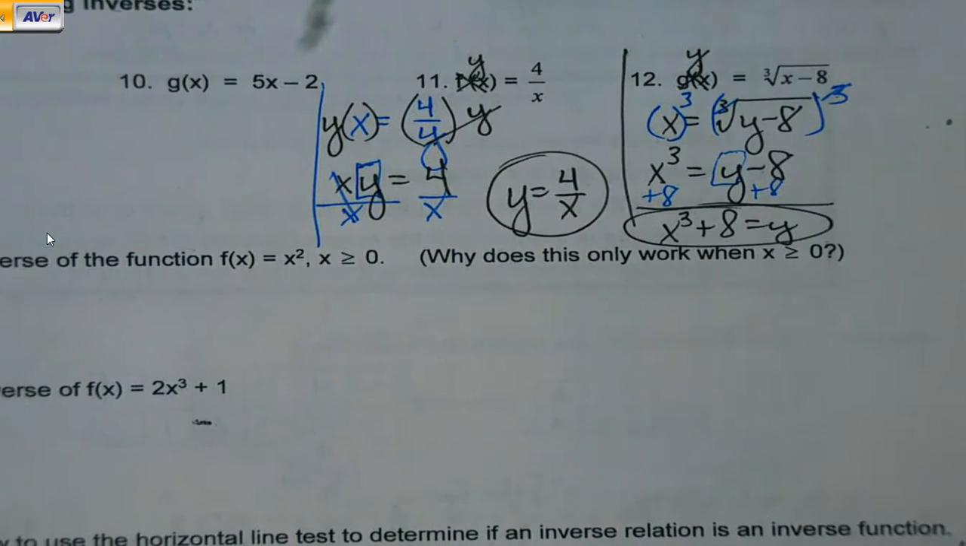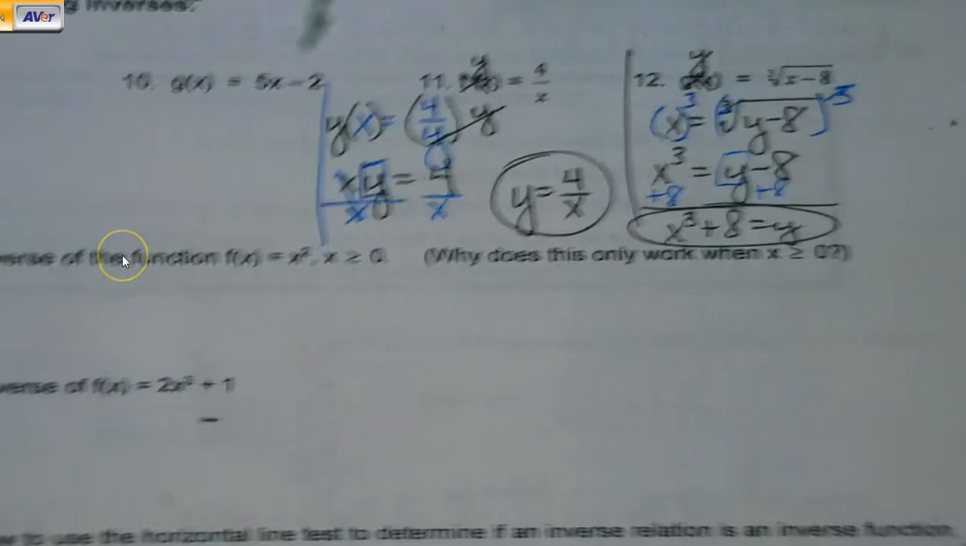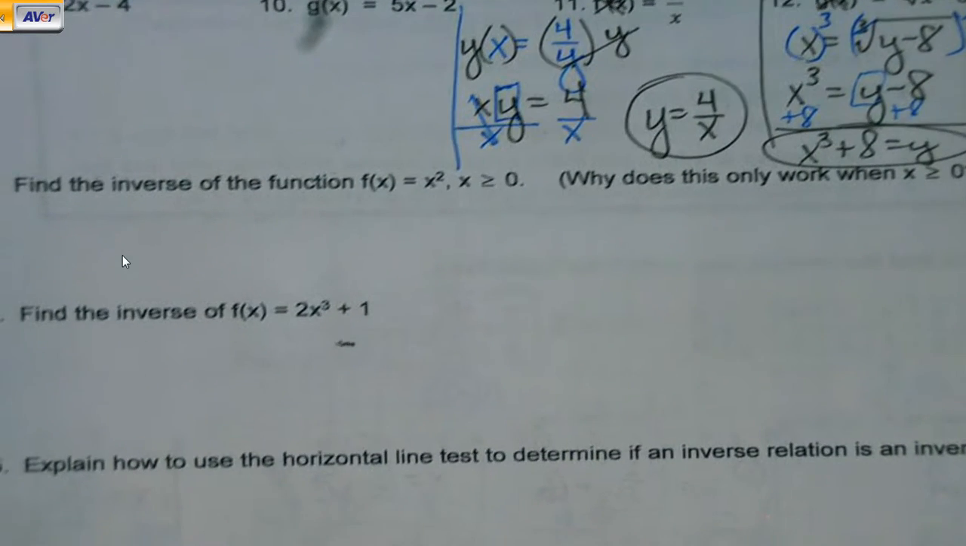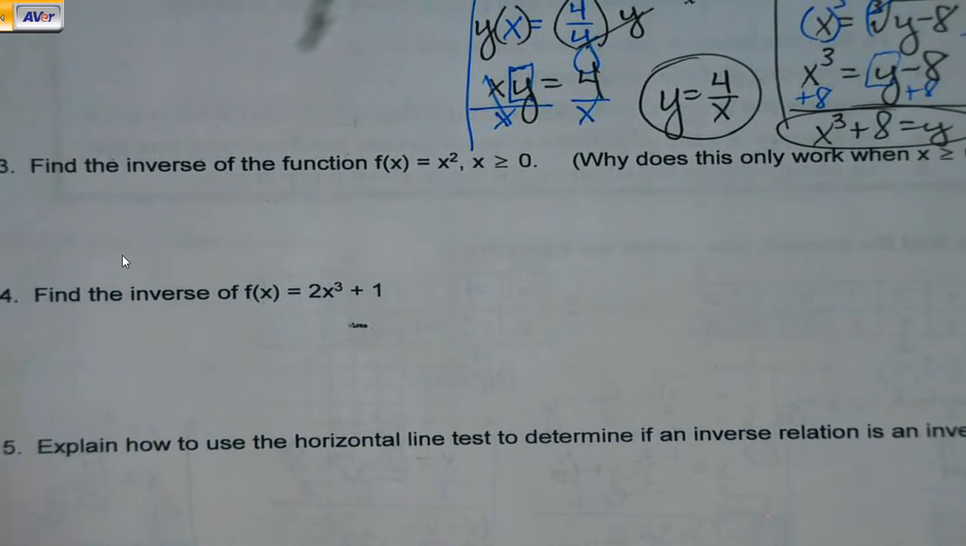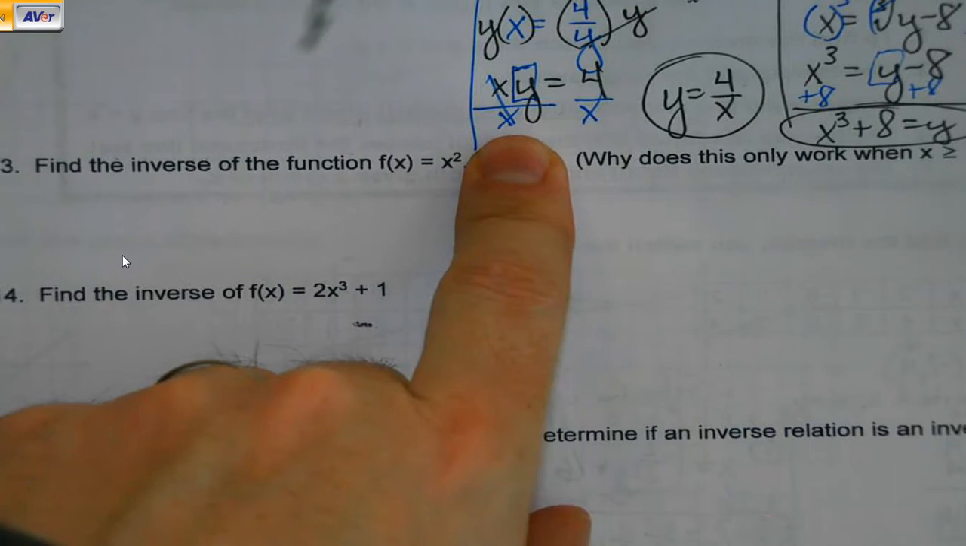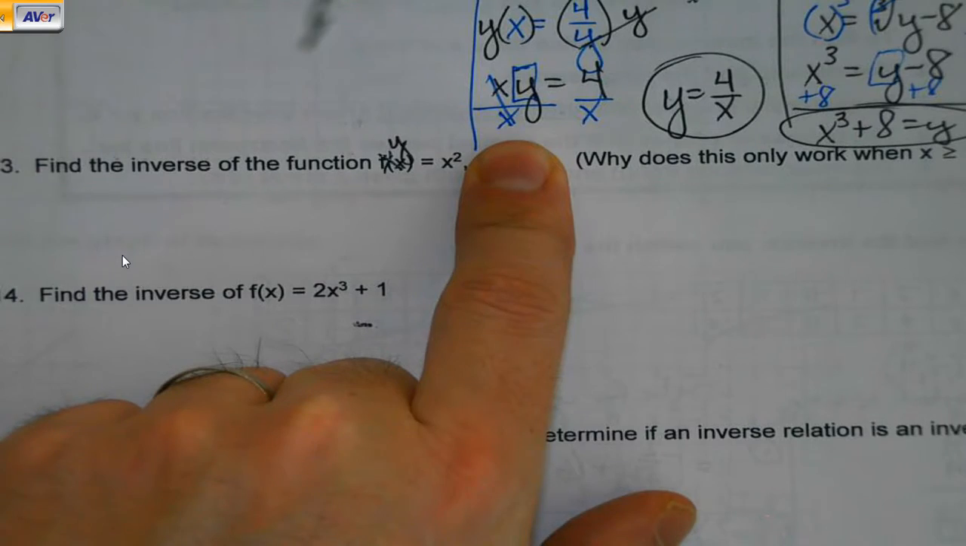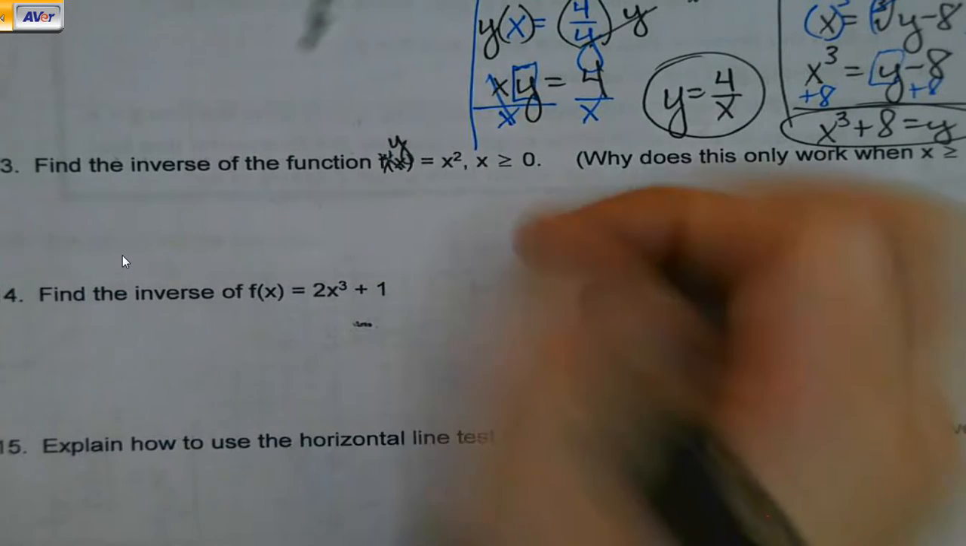So now we get into some problems. You're like, oh boy, there's lots of words coming. Does this mean I got to do explanations? Little ones, okay? Find the inverse of the function f of x equals x squared, x is greater than or equal to 0. Okay, that's not part of what I'm solving. This is what I'm solving. Remember, that's my y equals. So find the inverse. Okay.